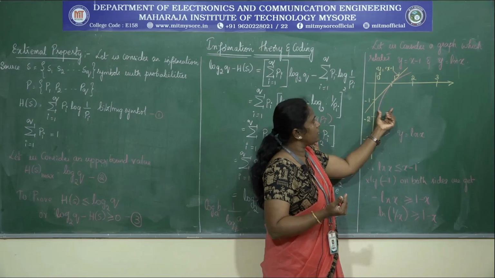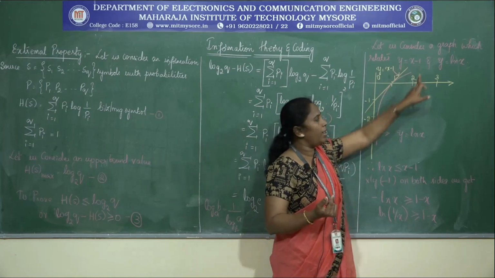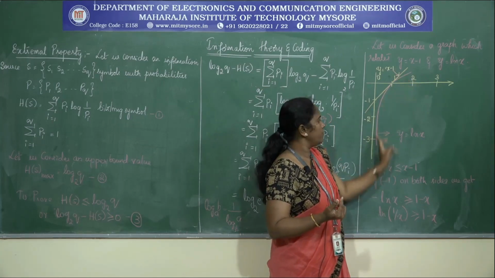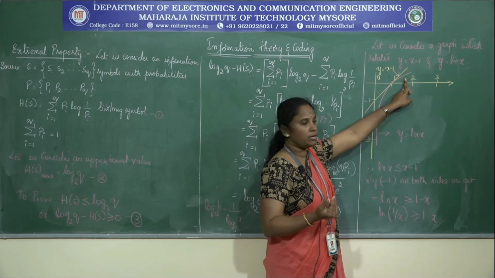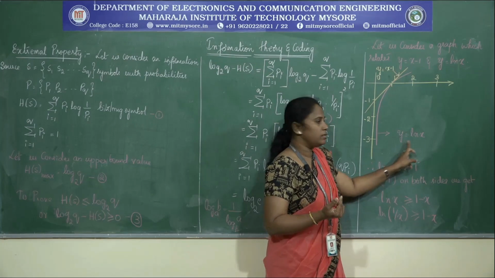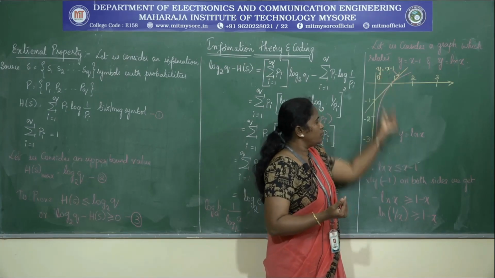Now the straight line equation is given as y equals x minus 1, and to this straight line we have drawn a tangent curve, the logarithmic curve, whose equation we have considered here as y equals ln of x. So now we are relating these two equations.